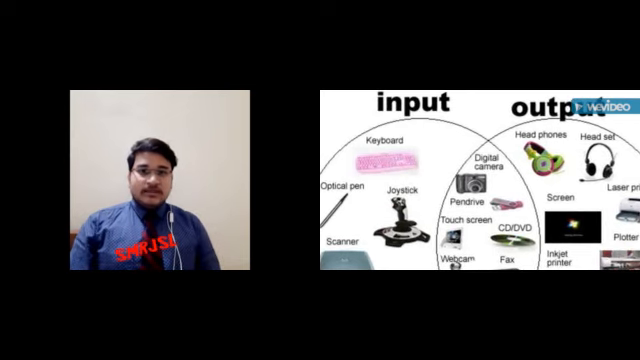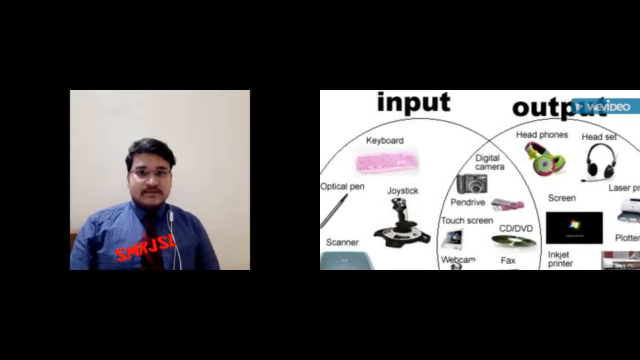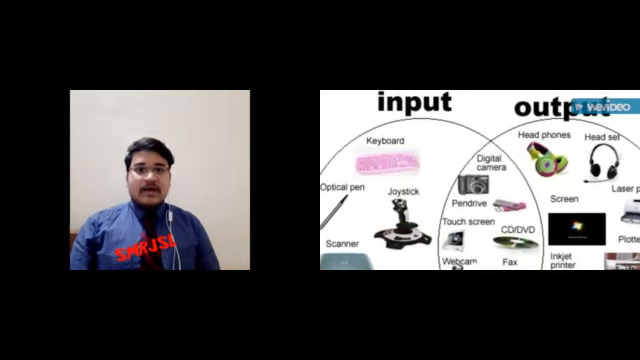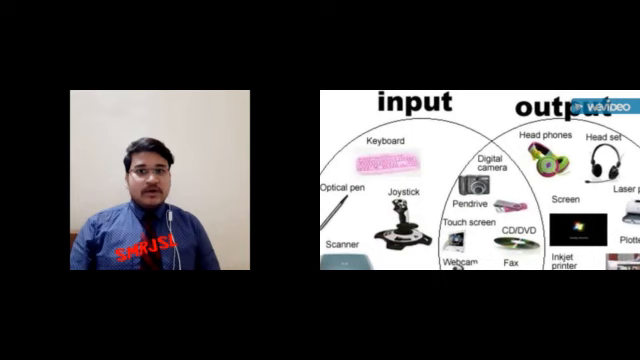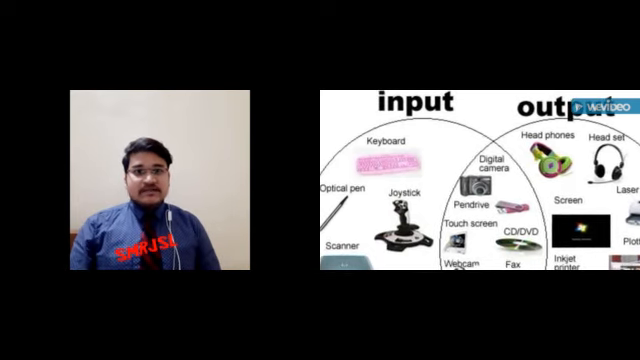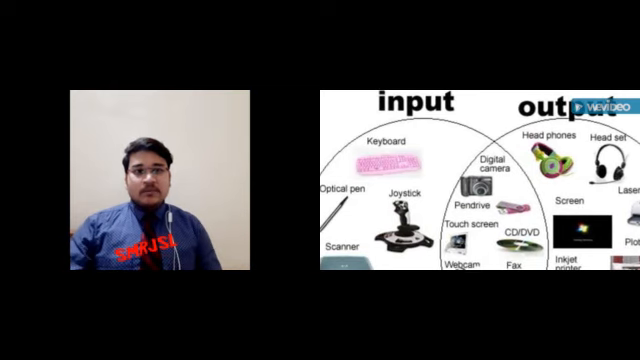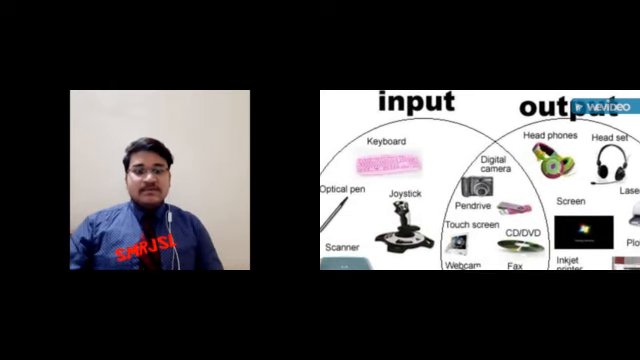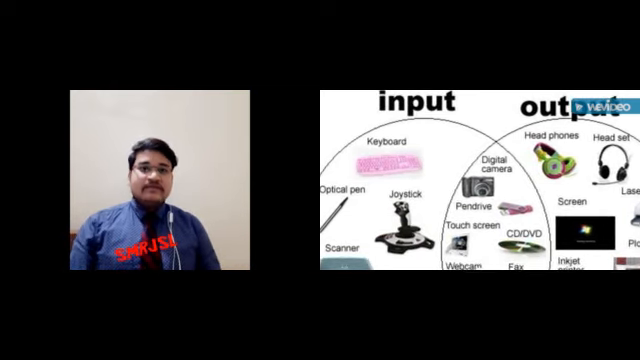Now come to the input devices. There are so many input devices like keyboard, mouse, joystick, OCR, optical character reader, BCR, barcode reader, MICR, magnetic ink character reader, trackball, and light pen. These are some input devices. Input devices mean that with the help of these devices we can work on the computer.